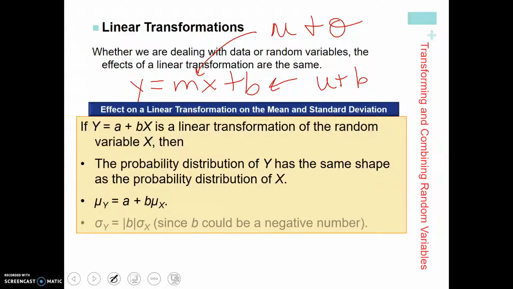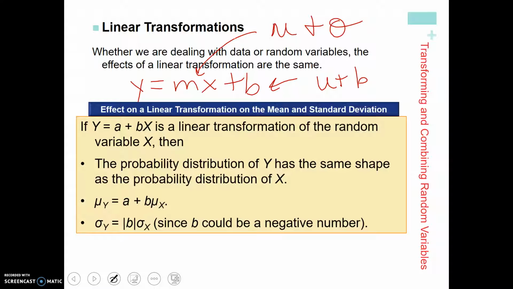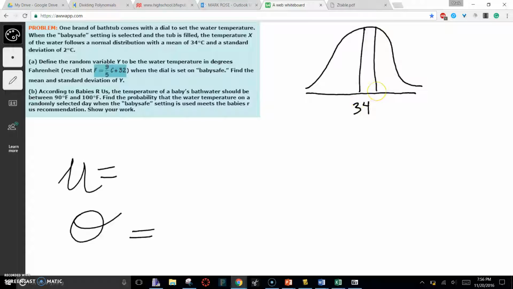Okay, so they give that general formula right there. Let's see what a problem of this might look like. In this problem, they say that we have a normal distribution with a center, or a mean, of 34 and a standard deviation of 2. So this would be at 36 and this would be at 32. And they say, what if I wanted to convert all these Celsius values to Fahrenheit? This is how you convert it up here.